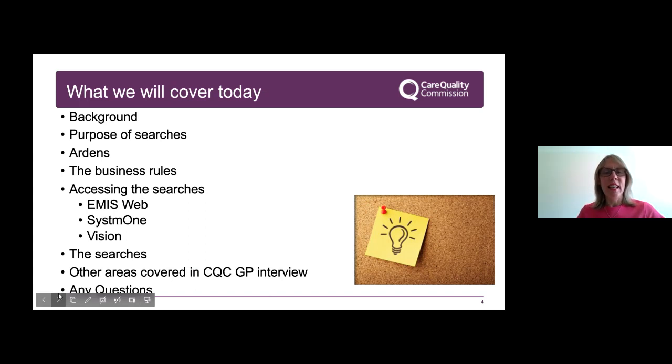hour for you. What we're hoping to cover today is to give you a background to the searches and our involvement with Ardens, to explain a little bit about the purpose of the searches, to talk through the business rules that sit behind the searches, and then to go through and show you how to access the searches on each of the main clinical systems used in general practice at the moment. They are EMIS Web, System 1 and Vision.